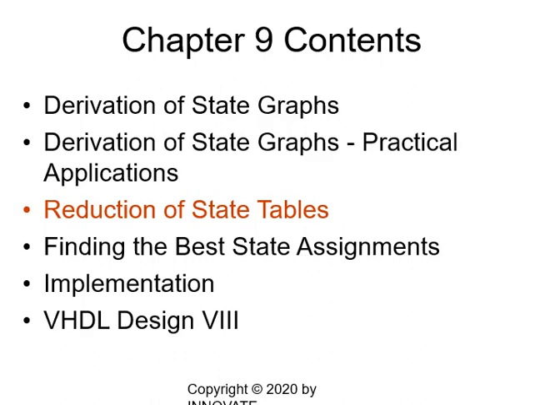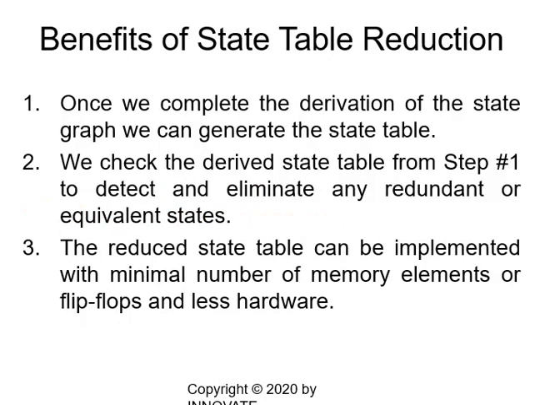Now, the second step, we said, is the reduction of state tables. What are the benefits of the reduction of a state table? Once we complete the derivation of the state graph, we can generate the state table. We check the derived state table from step number 1 to detect and eliminate any redundant or equivalent states. Then the reduced state table can be implemented with a minimal number of memory elements or flip-flops and less hardware.